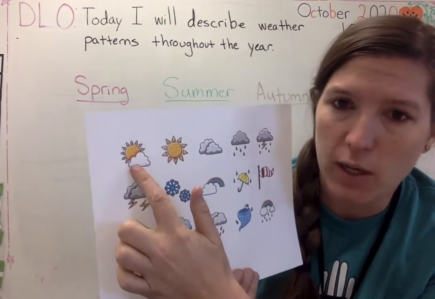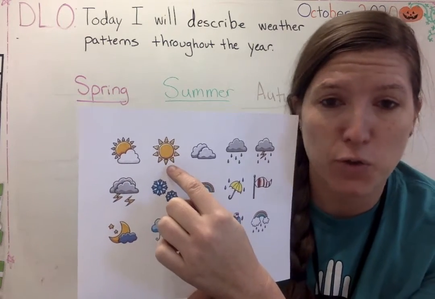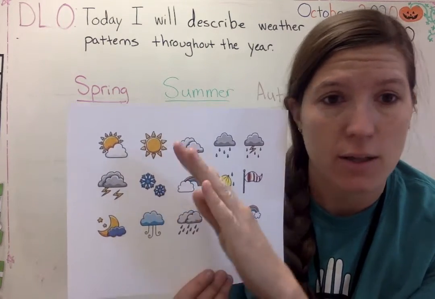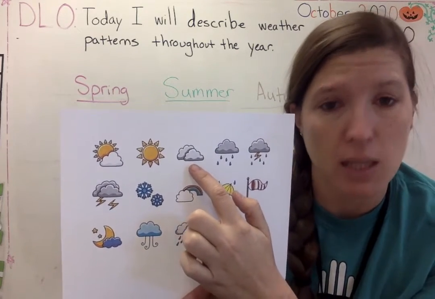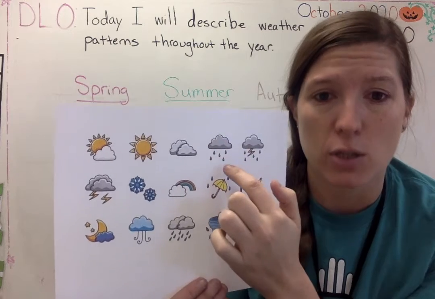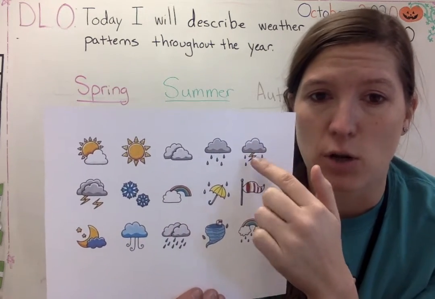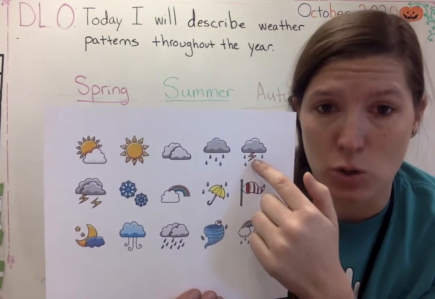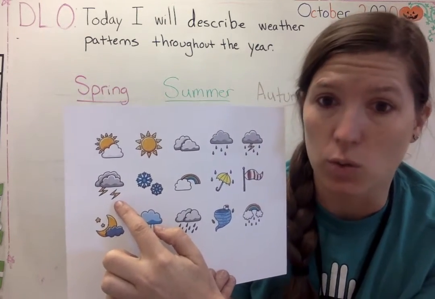If I look up at this one, I see a sun and a cloud. That's called partly cloudy. If it's a full sun on the chart, sunny, no clouds in the sky. If I have clouds, it means it's a cloudy day. Clouds and the raindrops, it's a rainy day. Clouds, raindrops, and lightning, maybe that's a thunderstorm. If I've got clouds and lightning, it's a lightning storm.